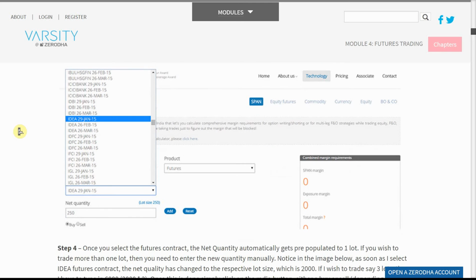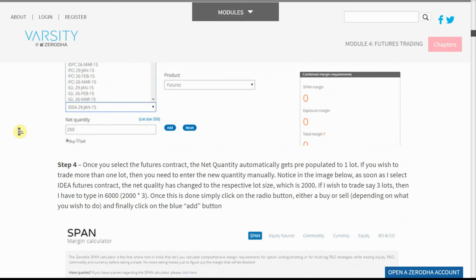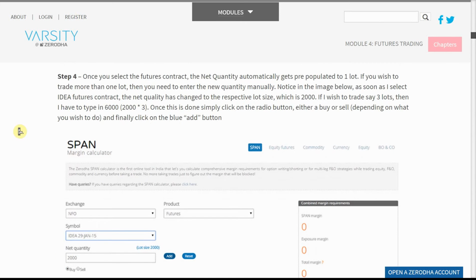Step 4. Once you select the futures contract, the net quantity automatically gets pre-populated to 1 lot. If you wish to trade more than 1 lot, then you need to enter the new quantity manually. Notice in the image below, as soon as I select the Idea futures contract, the net quantity has changed to the respective lot size, which is 2000. If I wish to trade say 3 lots, then I have to type in 6000, 2000 * 3.